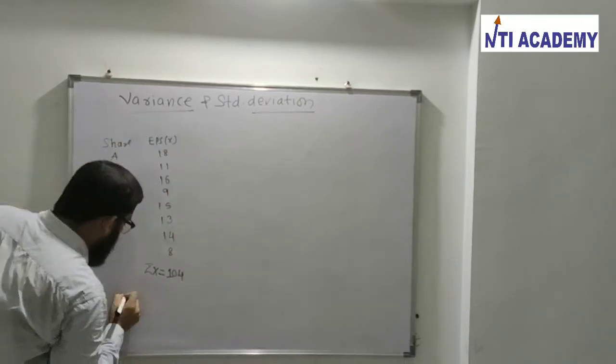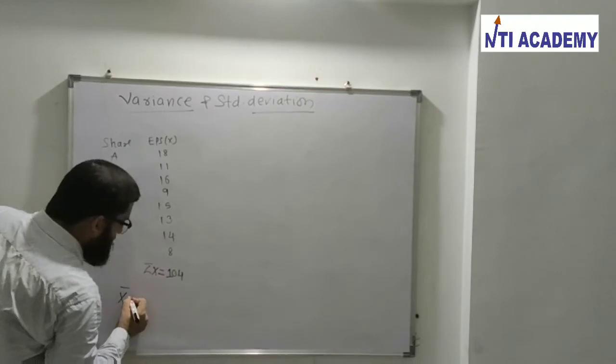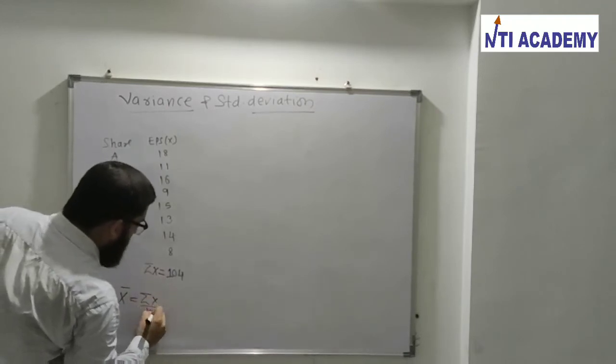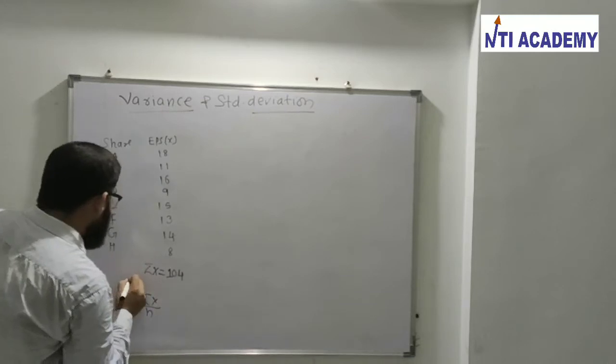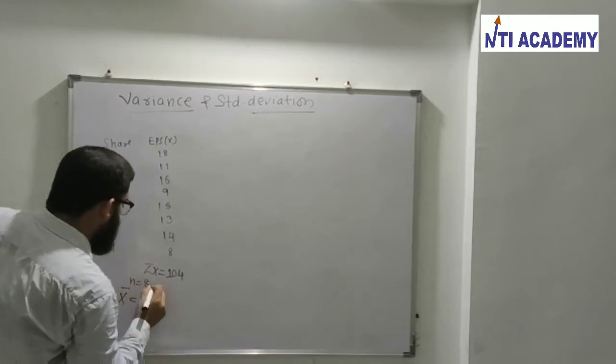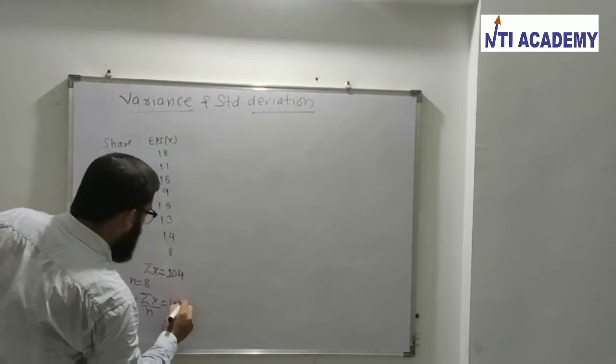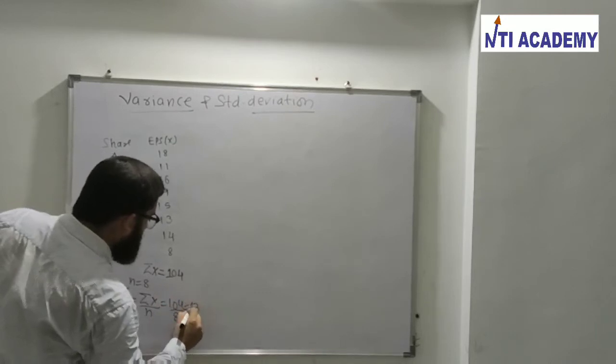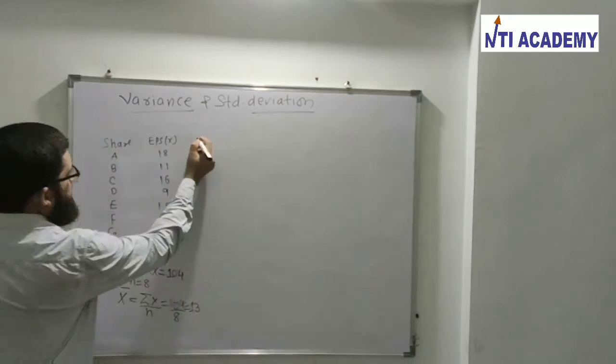Now you just have to find the mean. So the mean is summation of x upon n. The value of n here is 8. That is 104 divided by 8, which is 13. Now just apply the same thing.